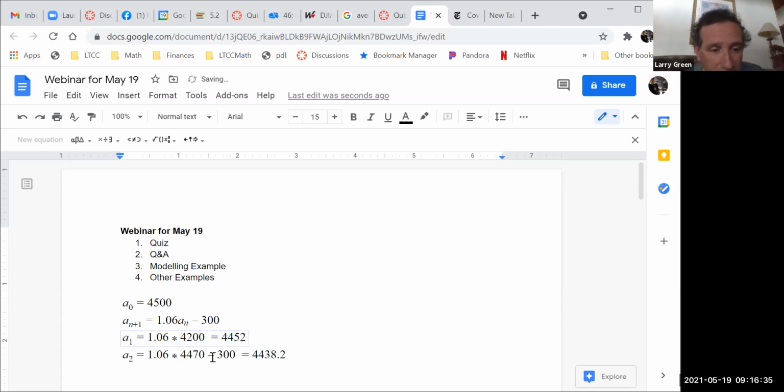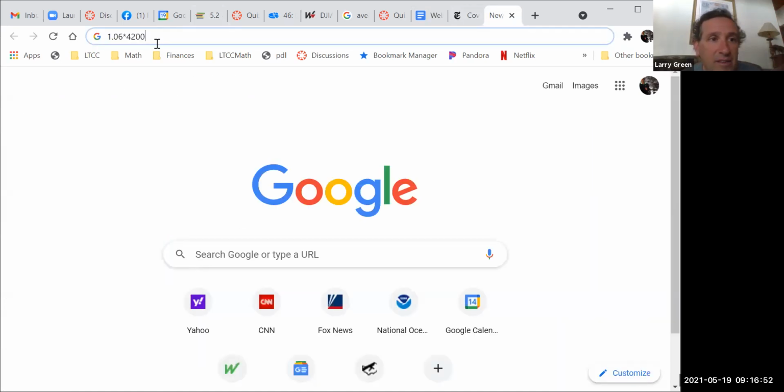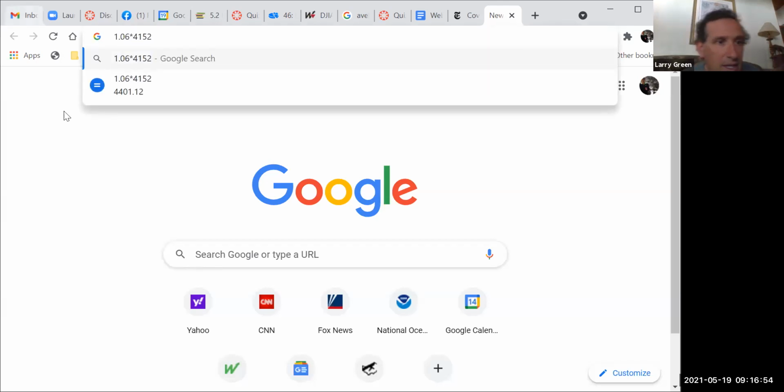And then do the same thing, except now we're going to say 4452. And minus 300 is 4152. Put it in the calculator. It's a bit tedious. And you get 4401.12.